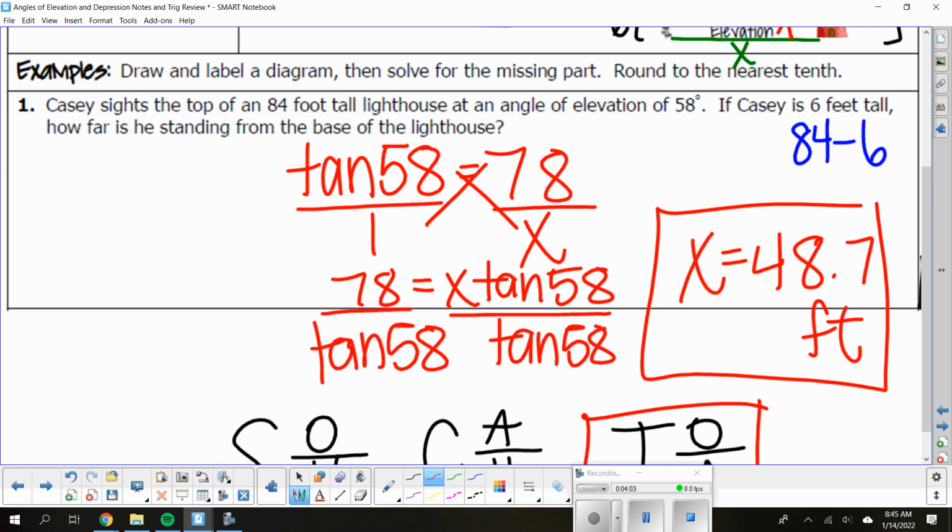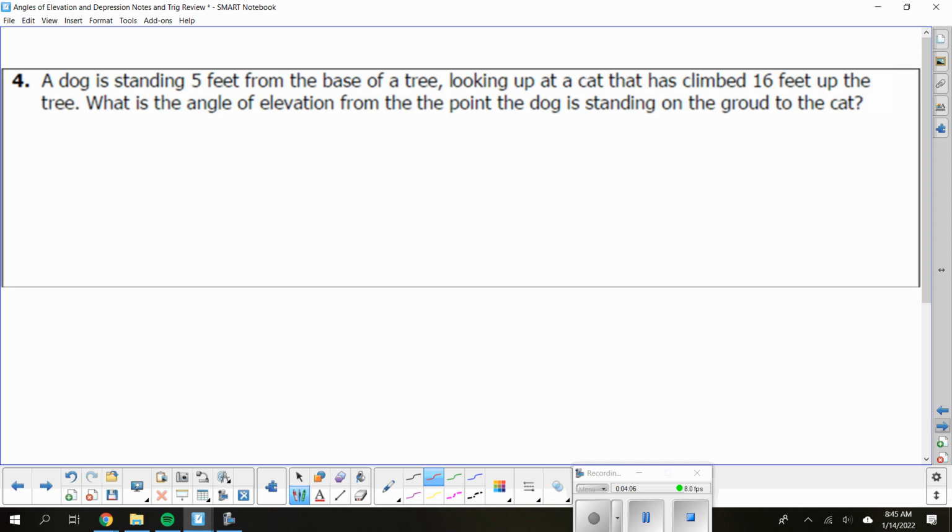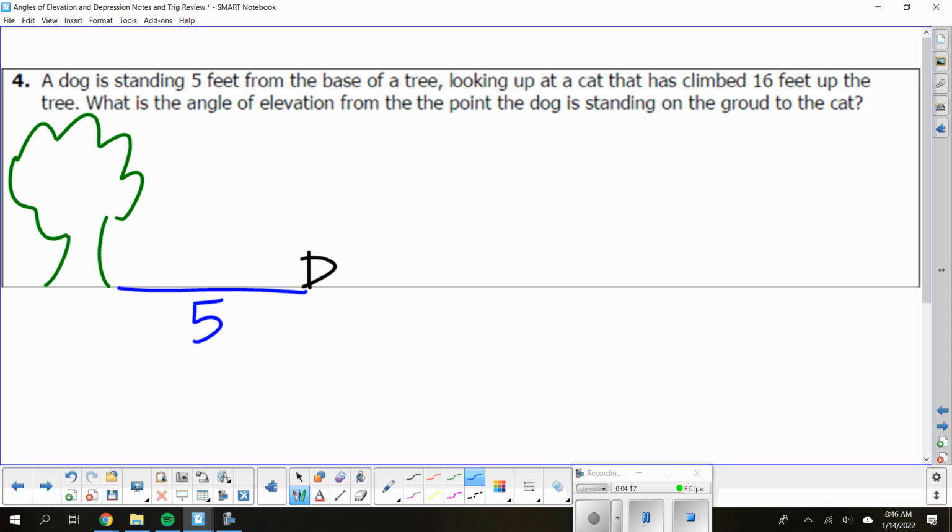Okay, let's look at number 4. A dog is standing 5 feet from the base of a tree. So I have a tree, and then I have a dog. He is standing 5 feet away. Unrealistic 5. Looking up at a cat in the tree. So the dog is looking up at the cat. And the cat is 16 feet in the air. My cat has a height of 16 feet.